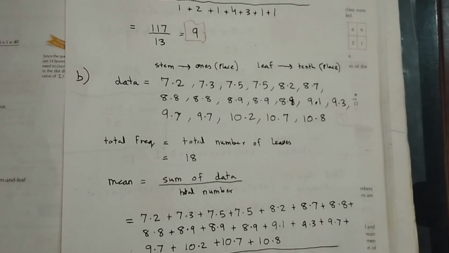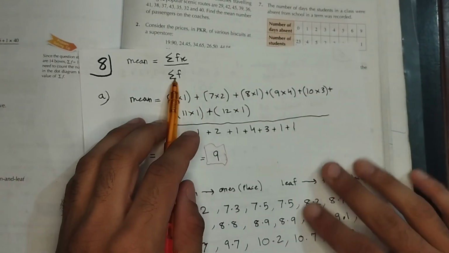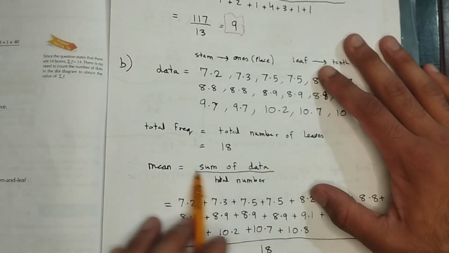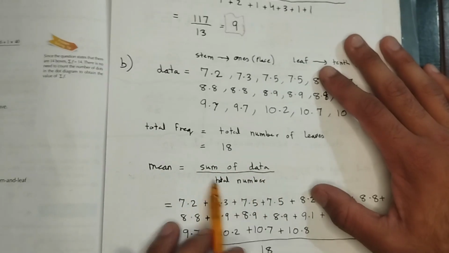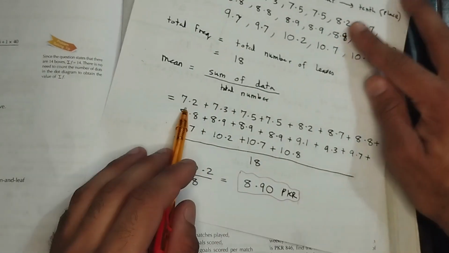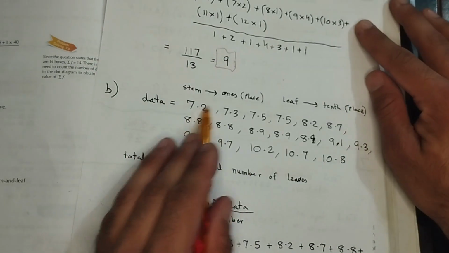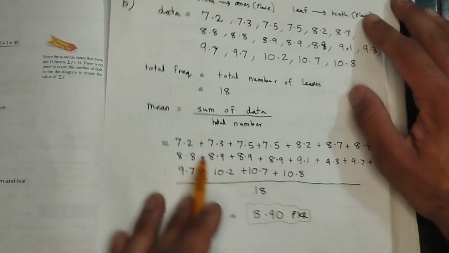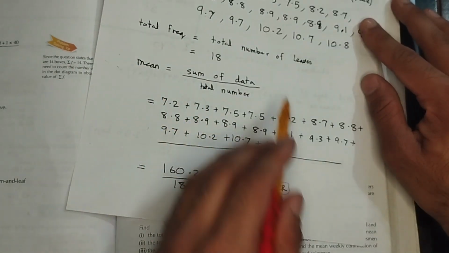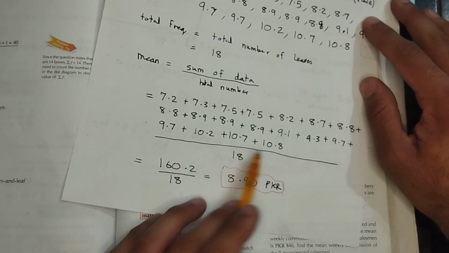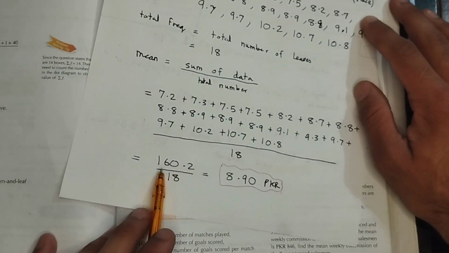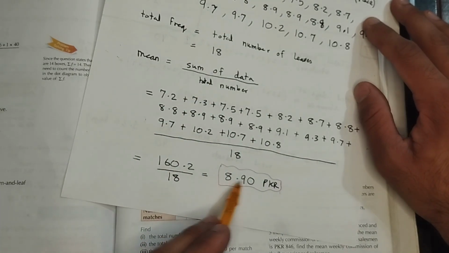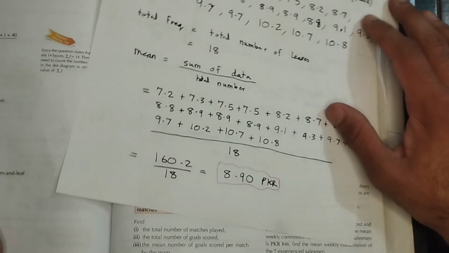The formula of mean is what? This is our total frequency. We already know the total frequency is the total number of leaves, which is 18. Okay, sum of the data. Mean is going to be the total sum of the data divided by total number. Total number is 18. You can even count all the data that we have interpreted. It's all going to be 18. If you just count them all together, we'll get 18. Okay, then you have the sum of this data. Add all the data that you interpreted, and then this sum is going to be equal to 160.2 divided by the number of data. We have 18. Just do this division and you'll get 8.90. That's going to be the mean in this question. That's all for today.